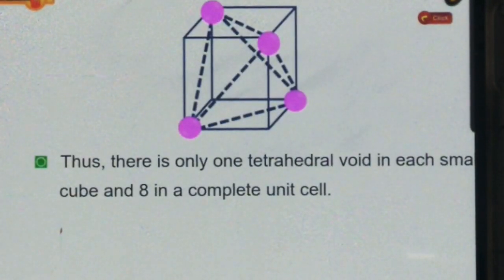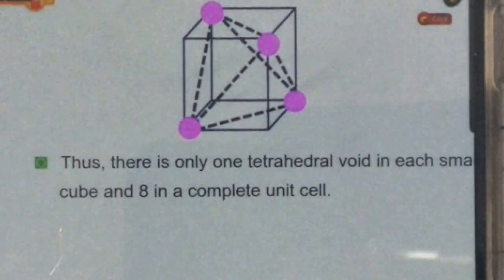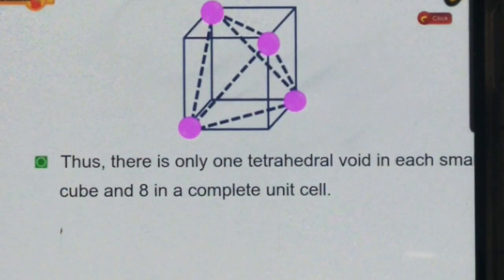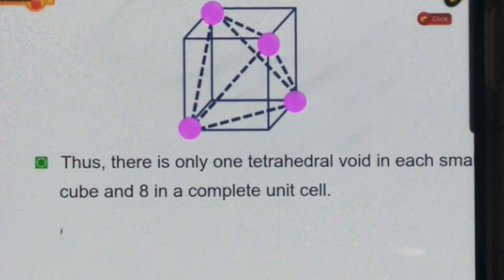Thus, there is only one tetrahedral void in each small cube and 8 in a complete unit cell. What we are doing is dividing the cube into 8 equal sections. One tetrahedral void is formed inside each section, and there are 8 sections in the whole unit cell, so one will form in each, and the total number of tetrahedral voids formed will be equal to 8.